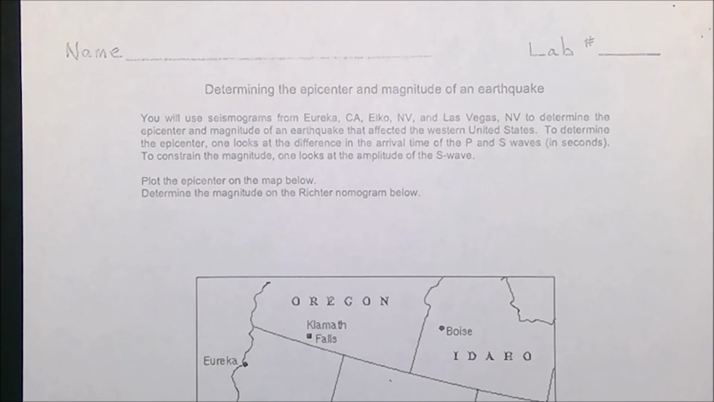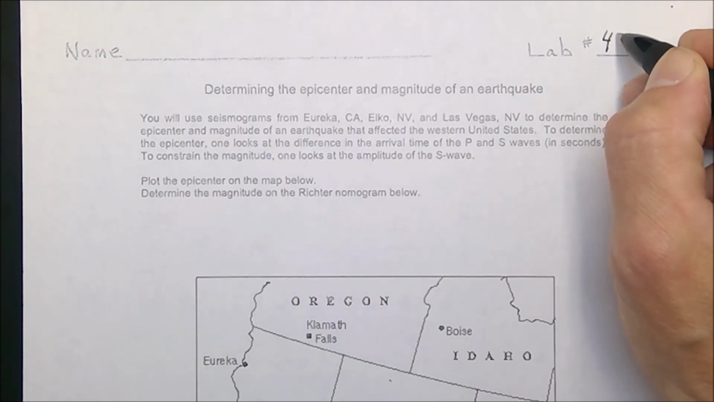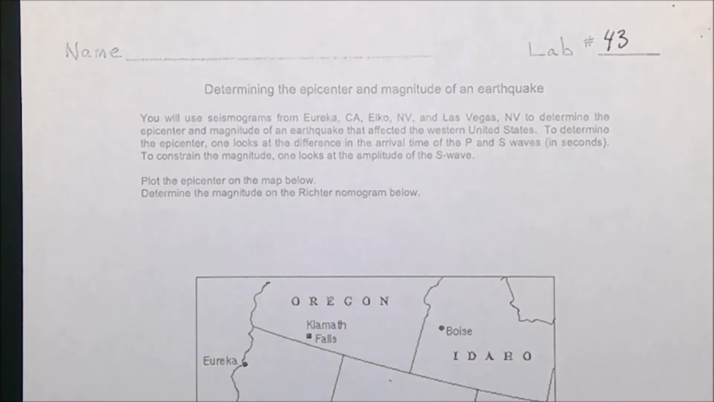Mr. Abbott here, and time for another boring activity explanation. This one is on determining the epicenter and magnitude of an earthquake for 2019. This is activity number 43.